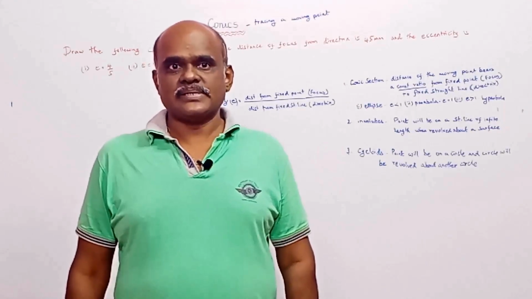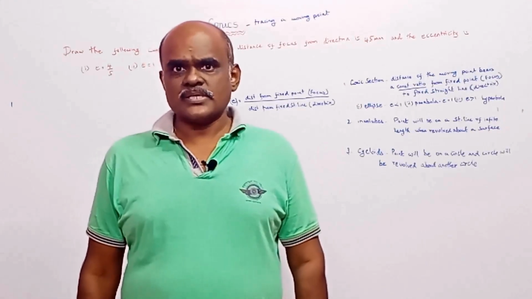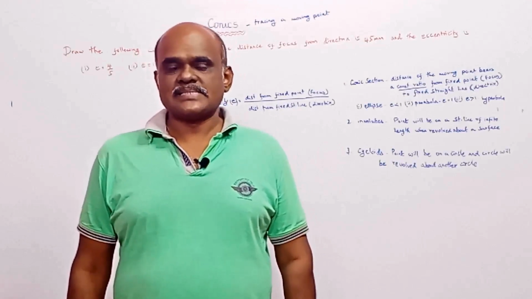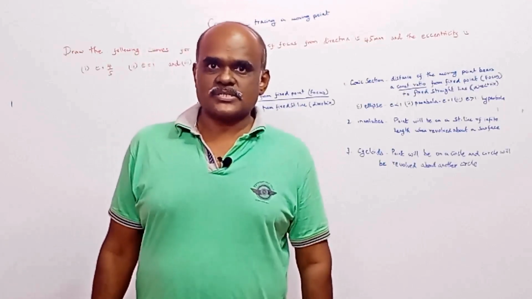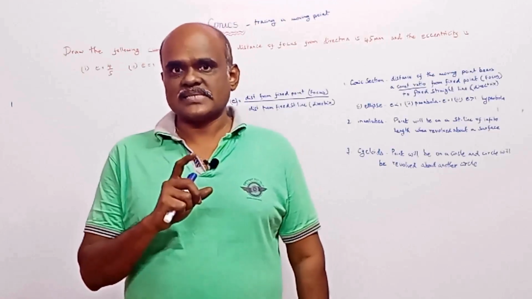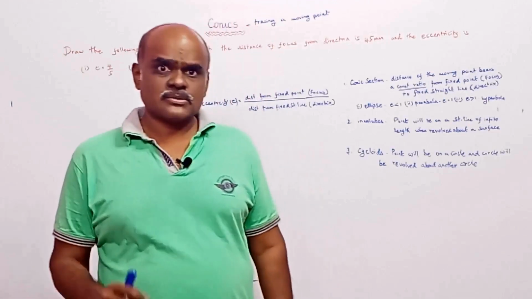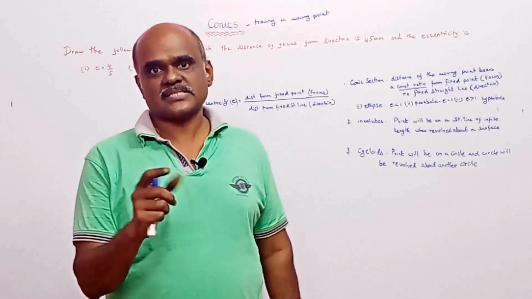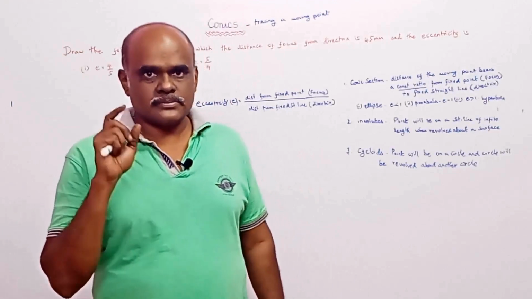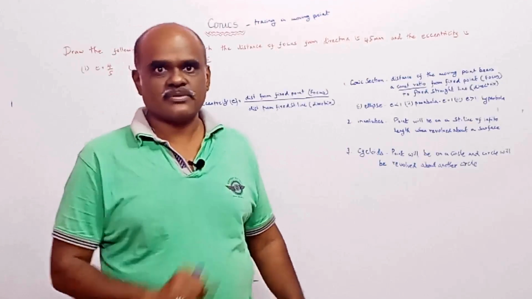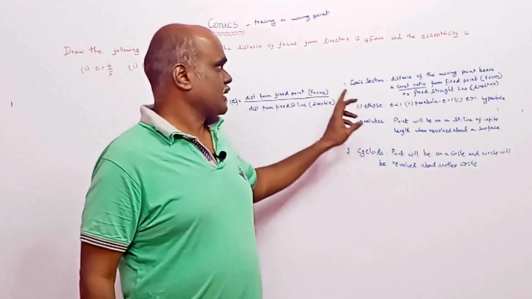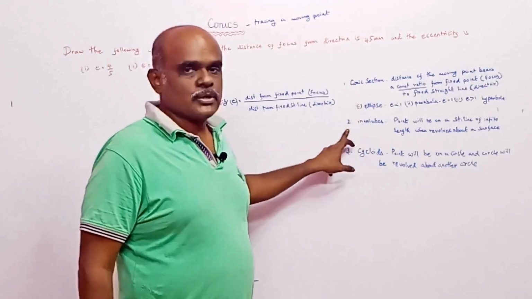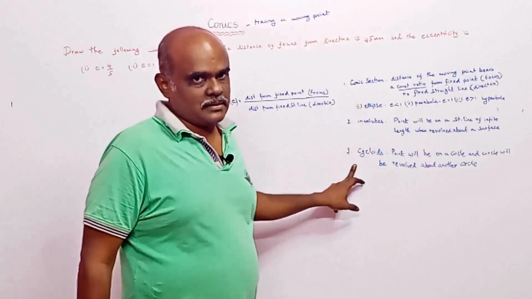In today's video, we'll discuss conics. Conics means it's nothing but a curve which is obtained by tracing a moving point. The curve which is obtained by tracing a moving point is nothing but a conic. So this conic can be classified based upon the conditions of this moving point, as either a conic section, an involute, or a cycloid.